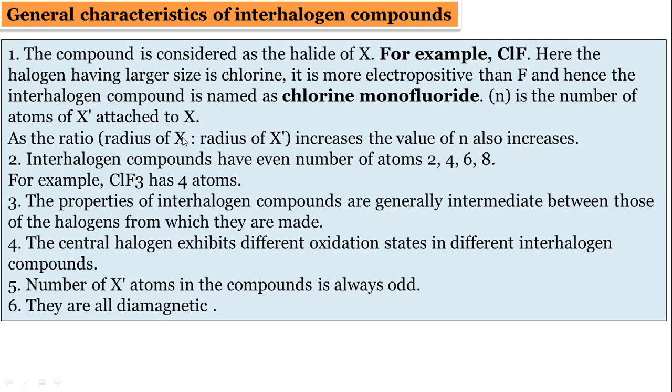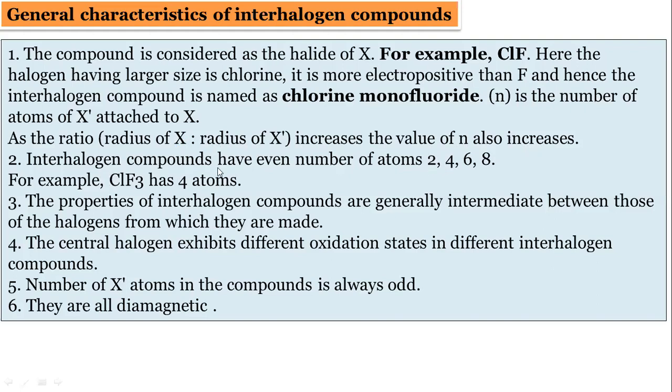When the radius of X, the halogen with the larger size, which is also electropositive, and X dash, when this ratio increases, the value of n also increases. What is this n? It indicates the number of compounds formed.